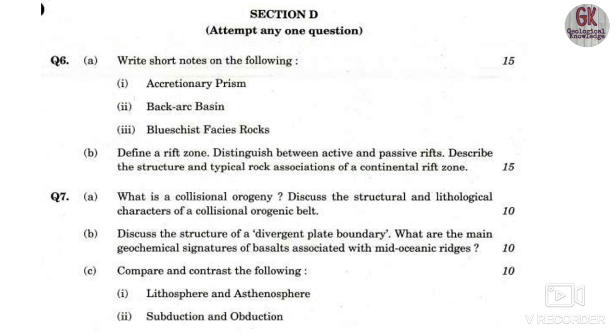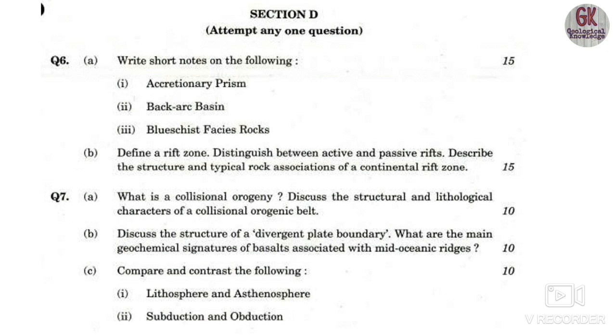And in question number 6B, you have to define a rift zone, distinguish between active and passive rifts, and describe the structures and types which are associated with a continental rift zone.